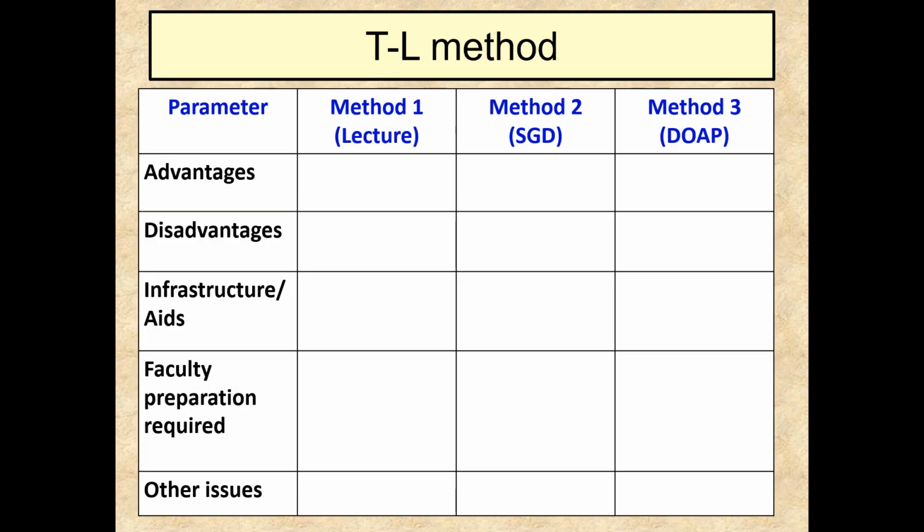Then you choose 3 or 4 methods you want: lecture, small group discussion, DOAP, whatever. Write down the advantages and disadvantages, the infrastructure, and the faculty preparation required for all these things. Okay, fine, you have done with that. Then you compare which is more advantageous, and in your infrastructure, in your setting, which is feasible.